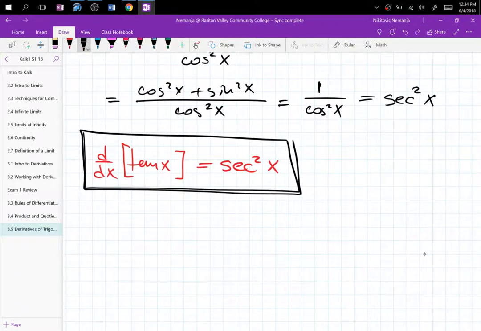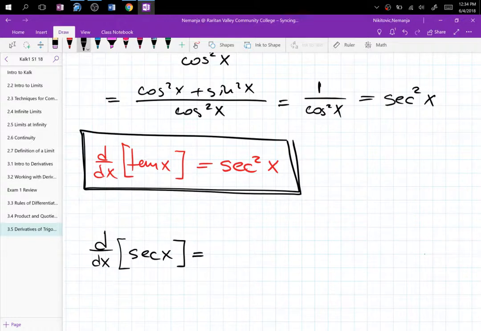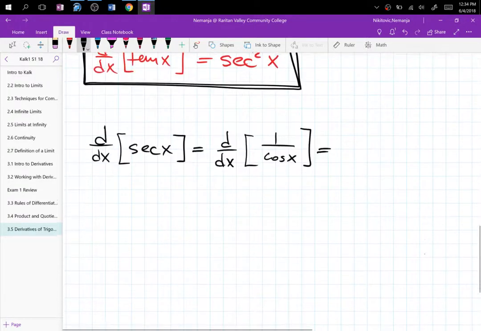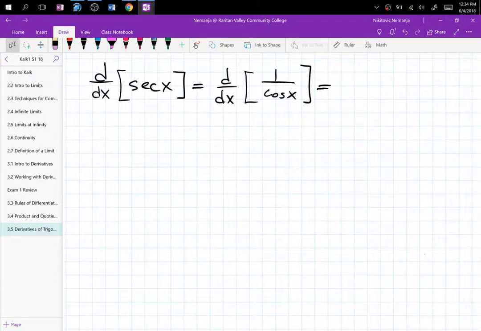What would you do to find the derivative of secant? Secant is not cosine or sine. Secant is what? 1 over cosine. And then do what? All right, do the quotient rule now. Go on.